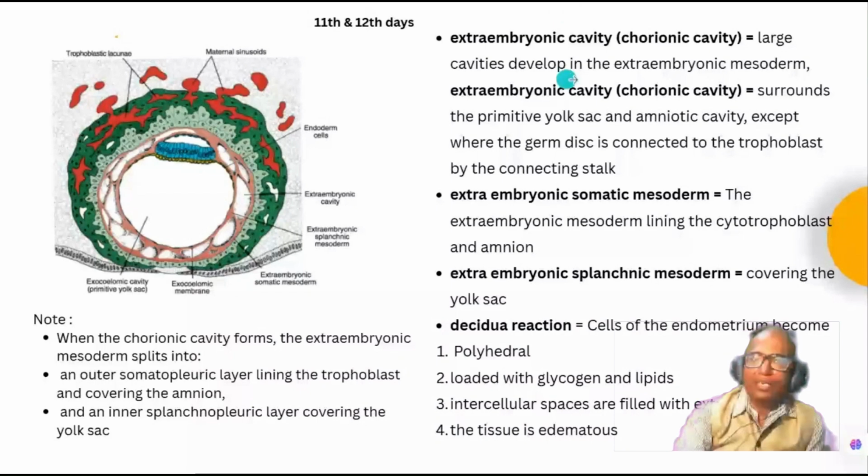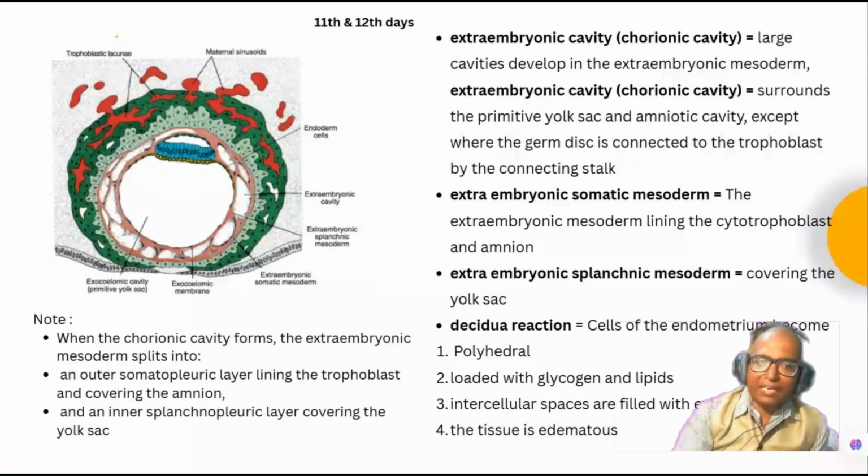Large cavities develop in the extraembryonic mesoderm. The extraembryonic cavity, or chorionic cavity, surrounds the primitive yolk sac and the amniotic cavity except where the germ disc is connected to the trophoblast by the connecting stalk. Now you have the extraembryonic mesoderm lying under the trophoblast and the amnion. This extraembryonic mesoderm now gets split into two: a somatic mesoderm and a splanchnopleuric mesoderm.